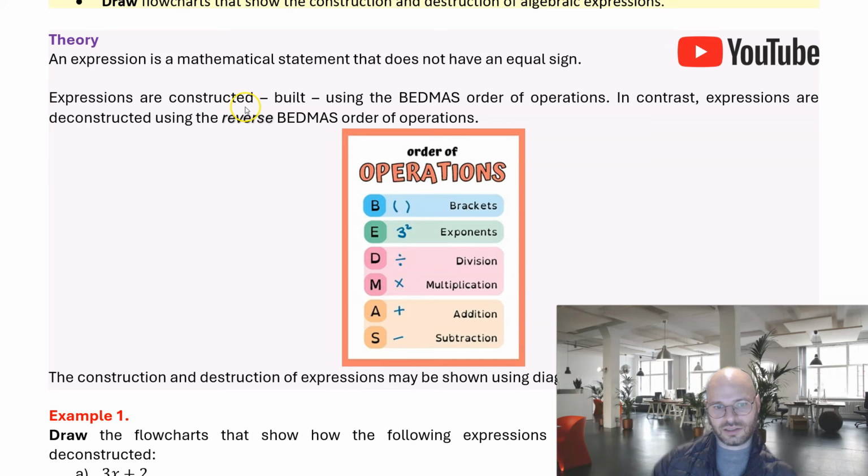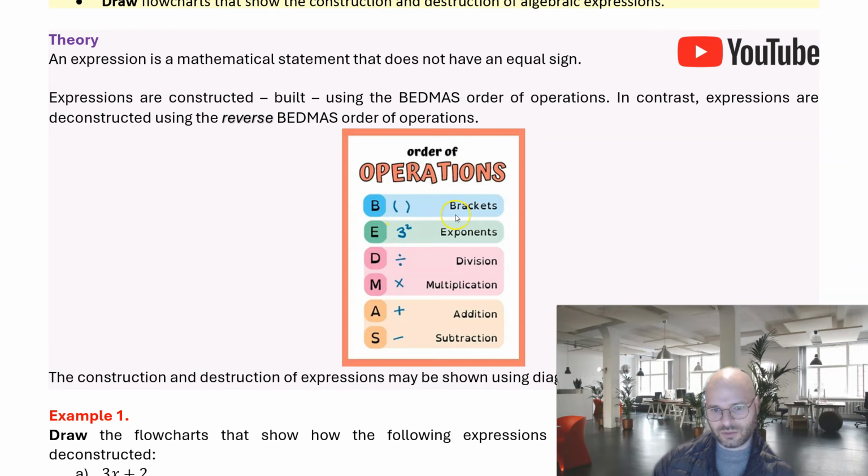Expressions are constructed, or in other words built, using the BEDMAS order of operations. In contrast, expressions are deconstructed using the reverse BEDMAS order of operations. The BEDMAS order of operations is shown over here. It shows us what order we carry out the operations to simplify a statement.